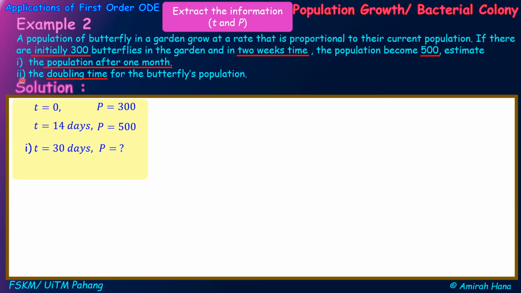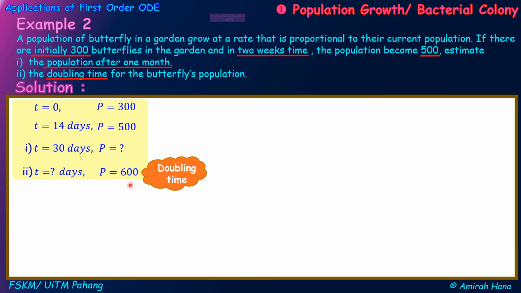And then number 2, estimate the doubling time. Doubling time means we need to find T when P equals 600. 600 here means double from the original P. Original P equals 300, so after we double, we have P equals 600. So this is from the word doubling time.